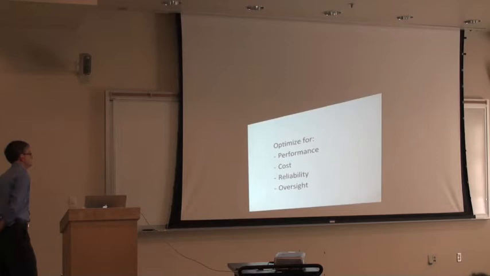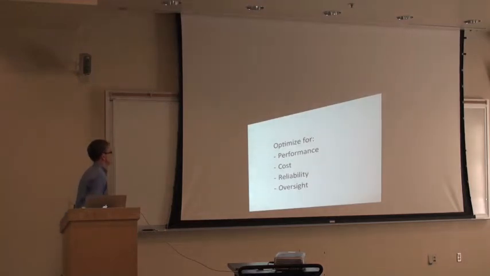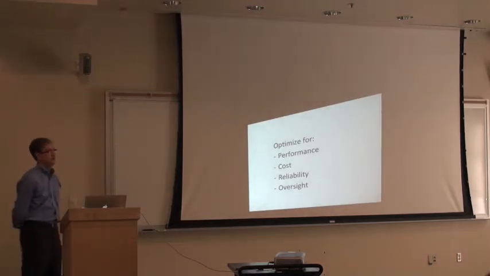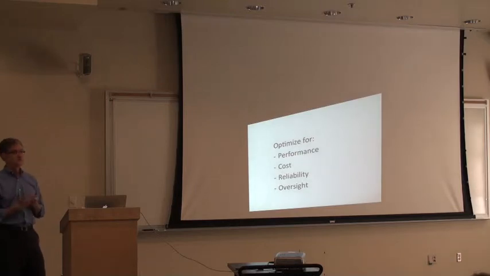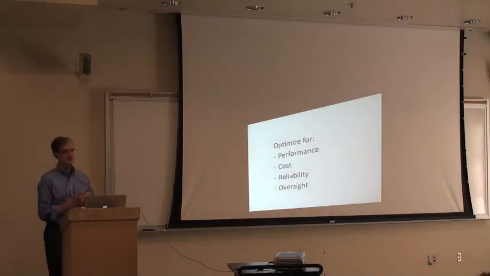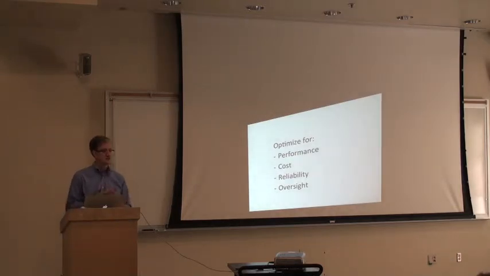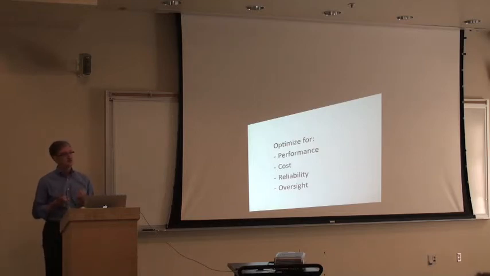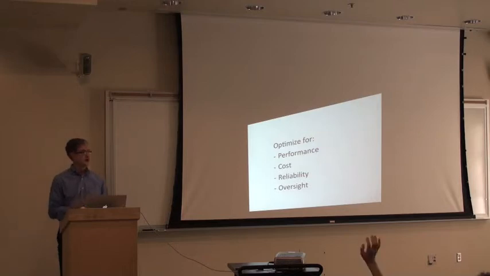Well, we're going to design for the usual thing computer scientists care about, performance, cost, and reliability, but we're also going to design for oversight. That is, we want an architecture that makes it easy for the legal processes and the political processes that are supposed to limit and control what the NSA does to operate. So we want to optimize for that.